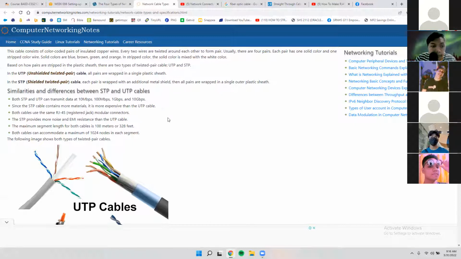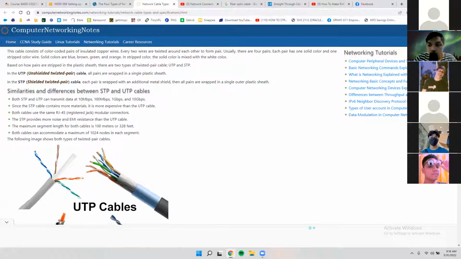So maximum is 100 meters. For example, one computer to the switch or router, ang maximum na pwede niya gawin is 100 meters. Kasi yun yung kaya niya i-transmit na until 1 Gbps, 10 Gbps, depende sa gamit po ninyong category na cable. Or 328 feet. Both cables can accommodate the maximum of 1,024 nodes in each segment.